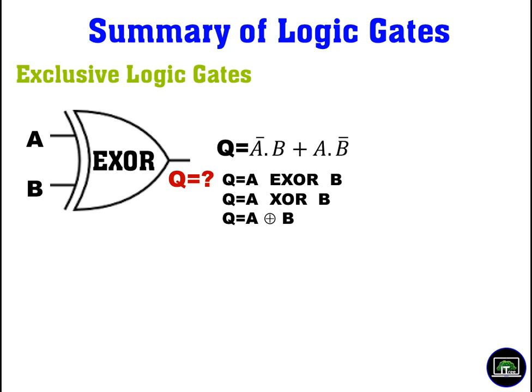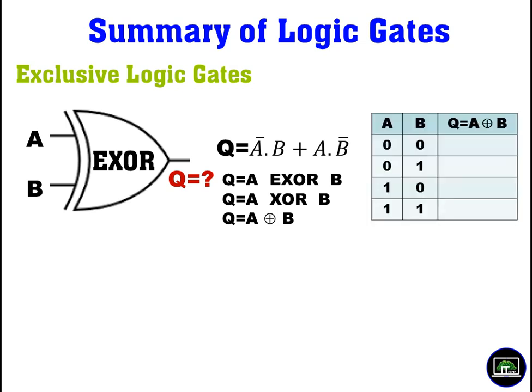We can quickly fill the truth table for this. The truth table is something like this. You just note it down right now. We'll build this one later on. So this is the exclusive OR.